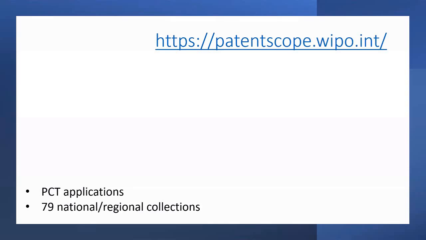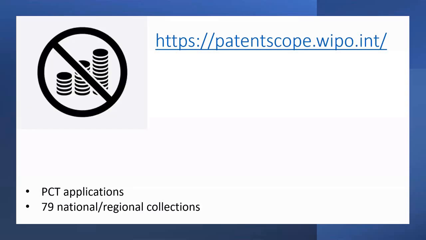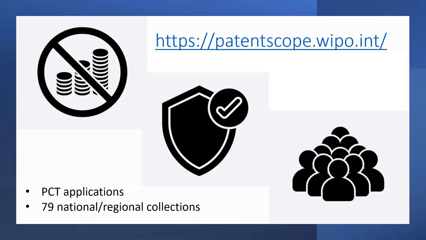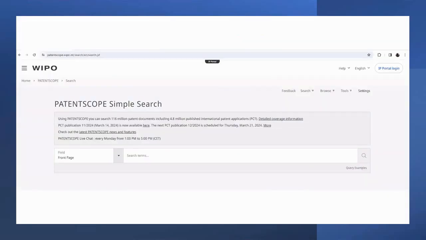For example, you will find the national collection of Canada. This means that you can search Canadian national data in PATENTOSCOPE, and you can also find the national phase entries of the different countries. It is completely free of charge. What you do in PATENTOSCOPE stays confidential between you and WIPO, and it's available to all provided you have an internet connection.